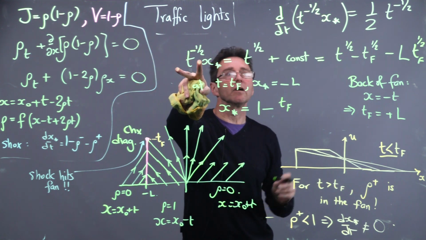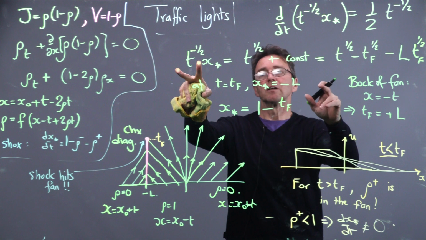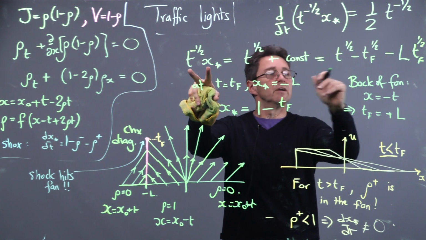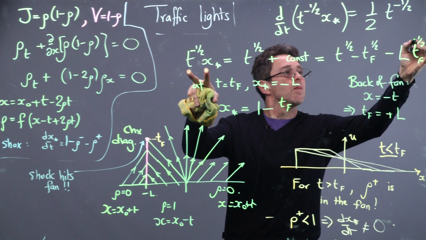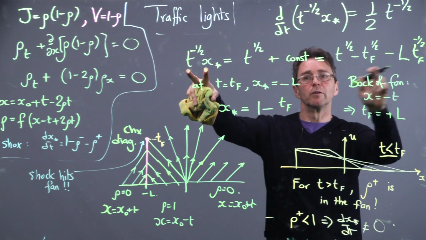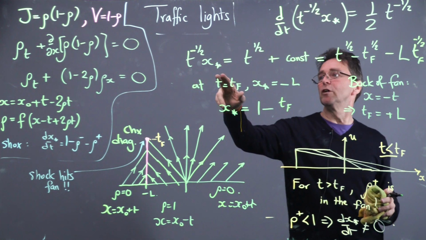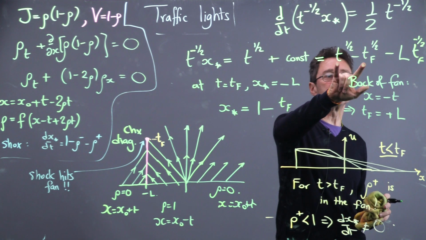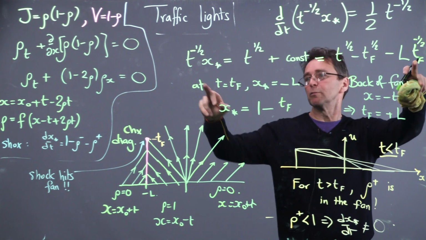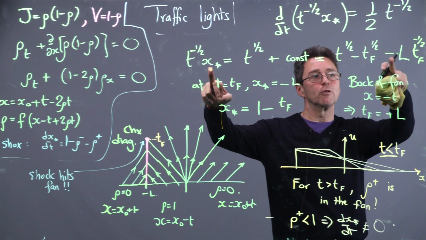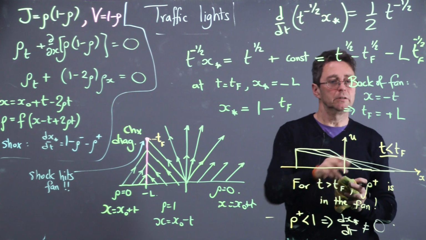So t to the 1/2, I integrate that to get this. So I have to get a minus sign there in order to get the initial condition right. Yep. So when t is equal to tf, that's 0. There's a tf to the -1/2, tf to the -1/2, and I've got minus L for x star. Right, there we go.